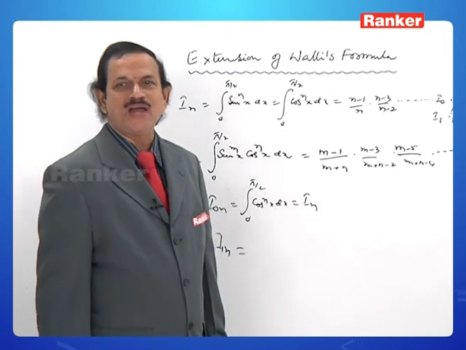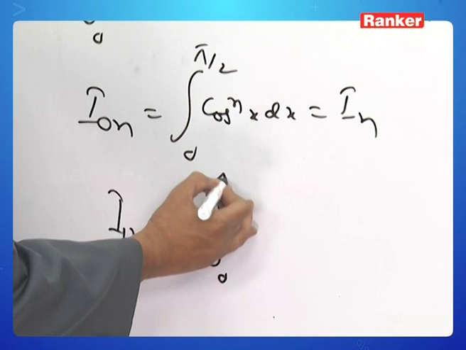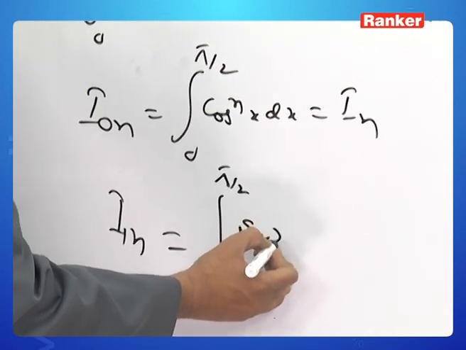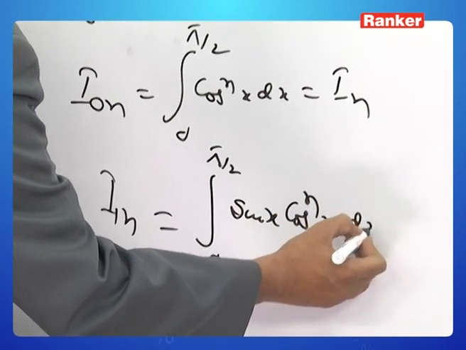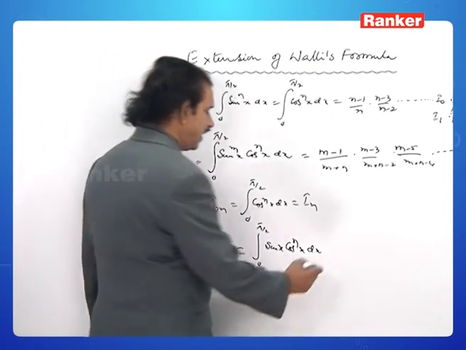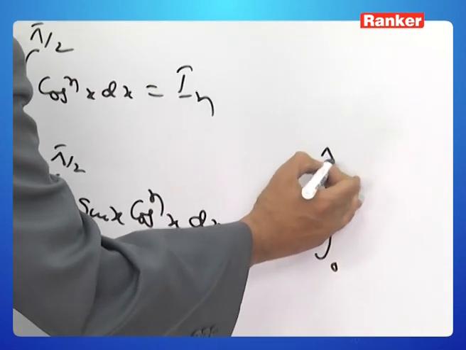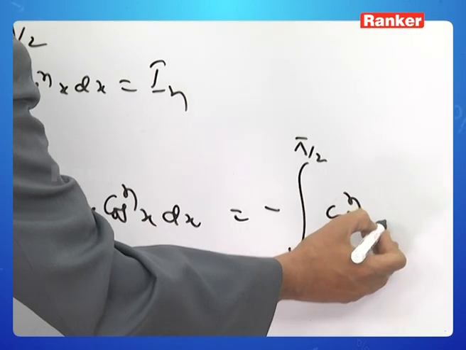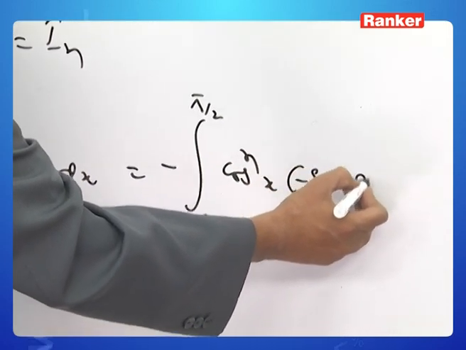What is I1n? Integral 0 to pi by 2 sin x into cos power nx dx. I like to write minus integral 0 to pi by 2 cos power nx into minus sin x dx.